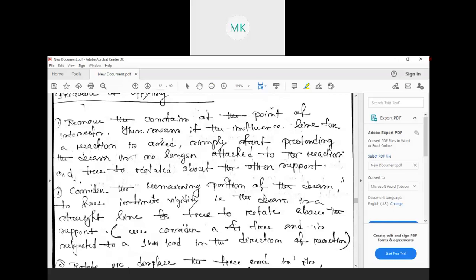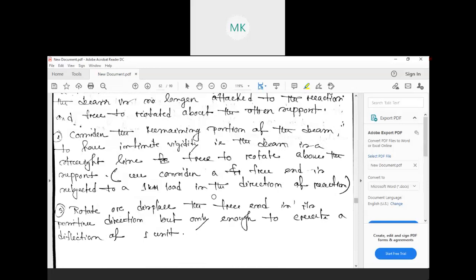It means, say, if there is a continuous beam, or a fixed beam or something else, you need to assume that beam as a free beam. There is no support attached to it, so that you can assume that the beam can freely rotate at any point about any axis. So for that you need to remove the support.